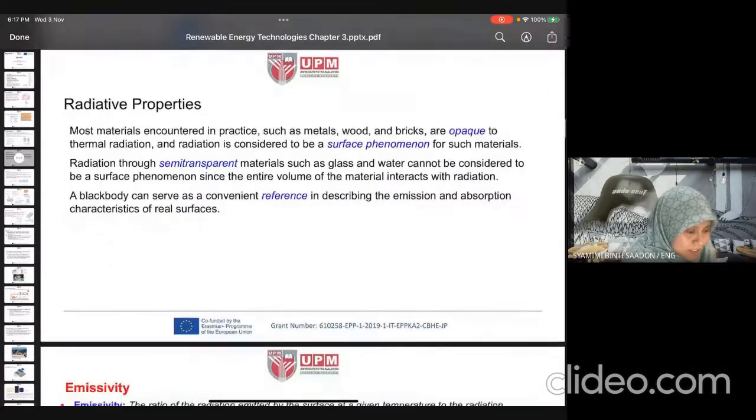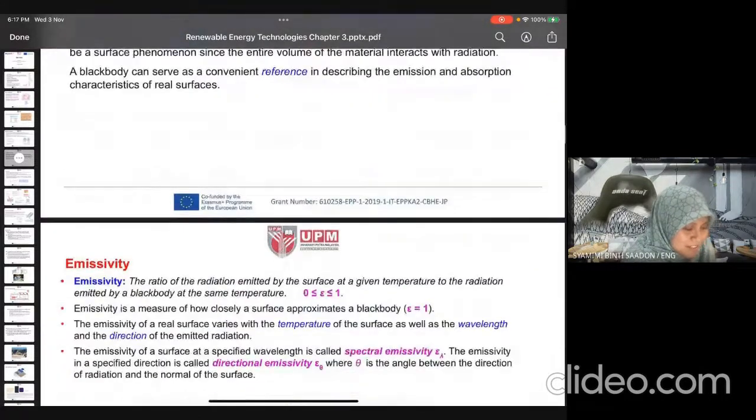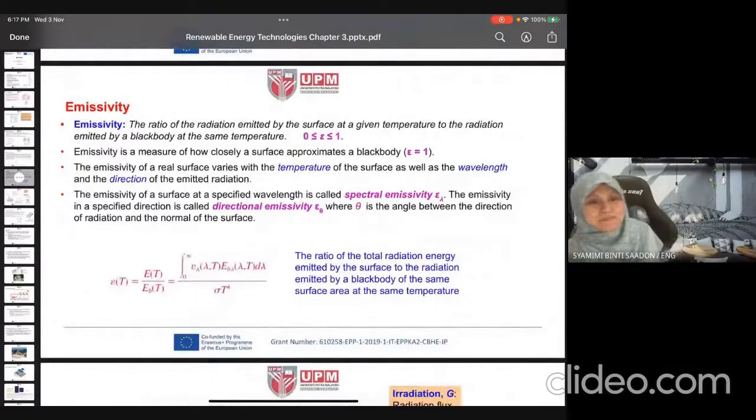Radiative properties, I think this one okay. I skip to the emissivity. I mentioned emissivity just now. Why is this parameter important? Emissivity is the ratio of the radiation emitted by a surface at a given temperature to the radiation emitted by a black body at the same temperature.